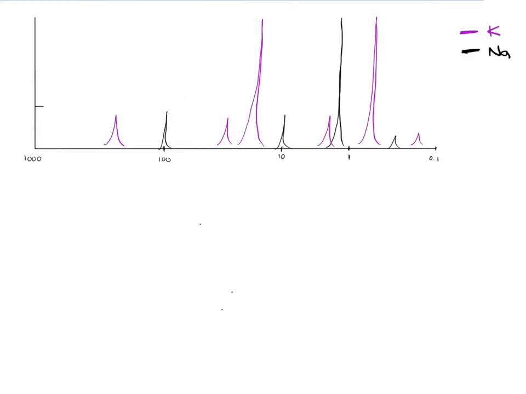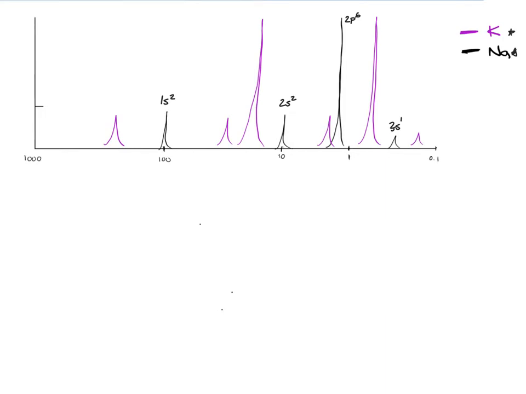So let's go ahead and look at this PES spectrum that has both potassium in the purple and sodium in the black. So we've already established that our electronic spectrum here for sodium corresponds to the following electron shells and the subsequent electrons that are contained therein.